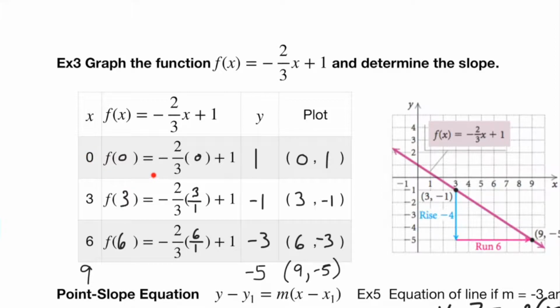If you needed a table of values, you could also plug in 0, because we know that 0 will cancel out. You get 0, 1, and you plot the point here. Plug in 3, these would cancel, and you get negative 2 over 1 plus 1, which is negative 1, and plot that right here. 6, negative 3 is right here, and then 9, negative 5 is right here.